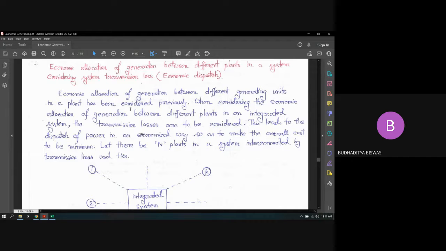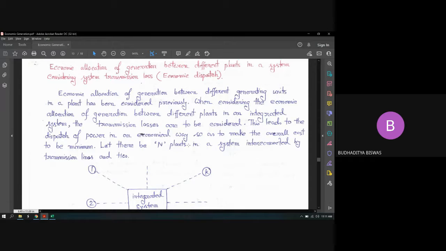Okay, that's why it is called the economic dispatch, and previously it was called economic generation only. Economic generation means we are not considering the transmission, we only generate the power, and dispatch means we actually want to transmit the power also to the load center.